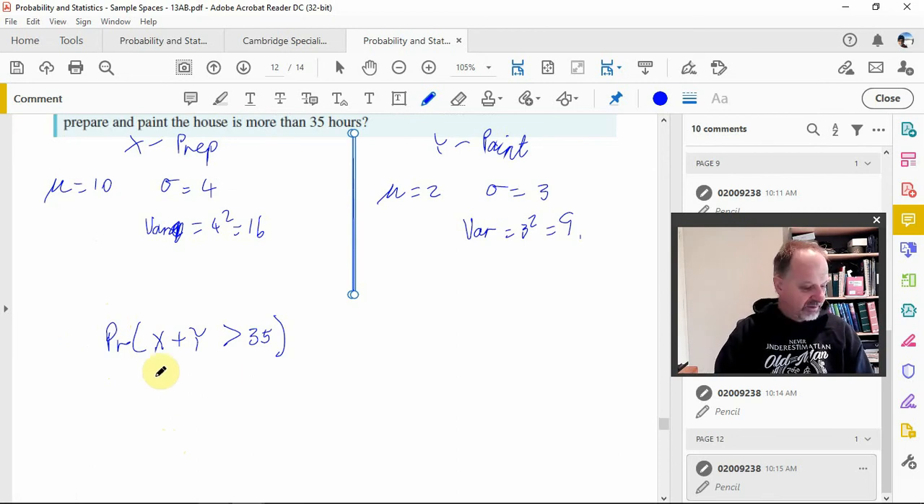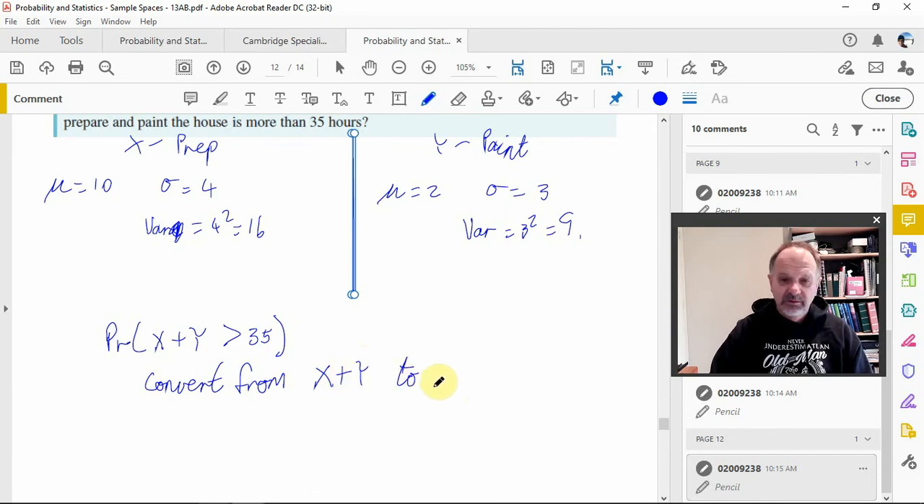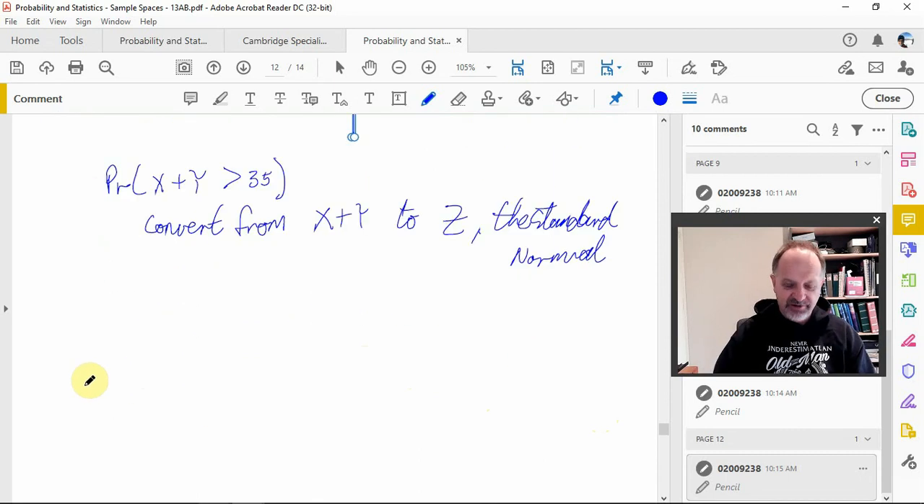So we convert from X plus Y to Z, and Z is the standard normal. Now, normally there's a conversion factor. And so I'll write what the basic reverse conversion factor is.